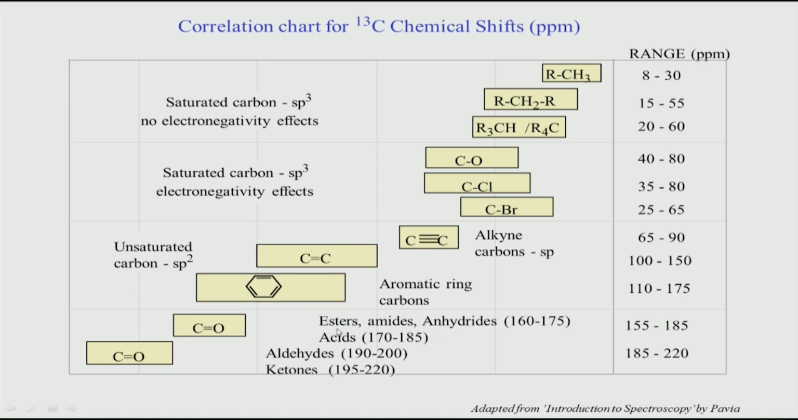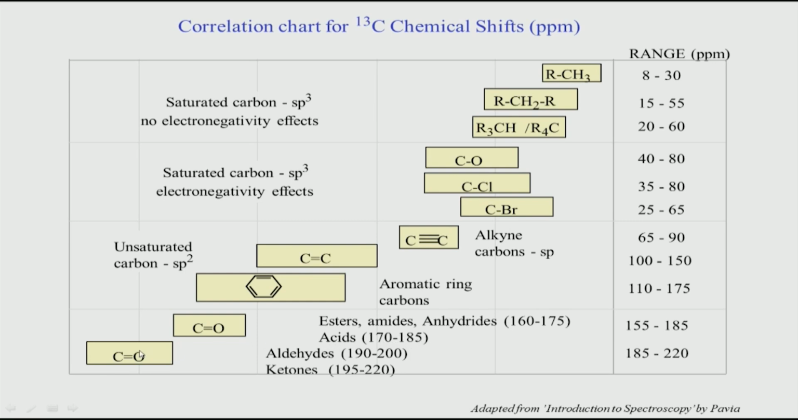Then come the very important carbonyl groups. Remember, carbonyl groups can be part of an ester, an amide, anhydrides, acids, or carboxylates. In this whole zone there is a very clear distinction: esters, amides and anhydrides come somewhere in this range, and if you go a little bit downfield, you have the carboxylic acids, which come in this range.